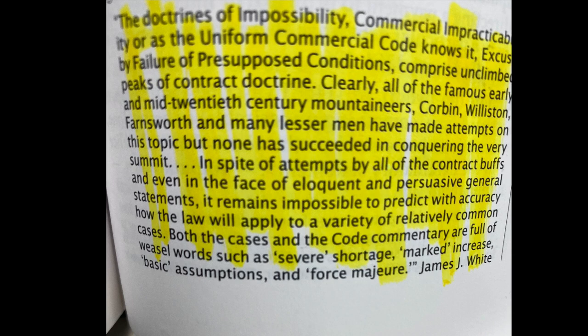The doctrines of impossibility, commercial impracticability, or, as the Uniform Commercial Code knows it, excuse by failure of presupposed conditions, comprise unclimbed peaks of contract doctrine. Clearly, all of the famous early and mid-20th century mountaineers, Corbin, Williston, and Farnsworth, and many lesser men, have made attempts on this topic, but none has succeeded in conquering the very summit.